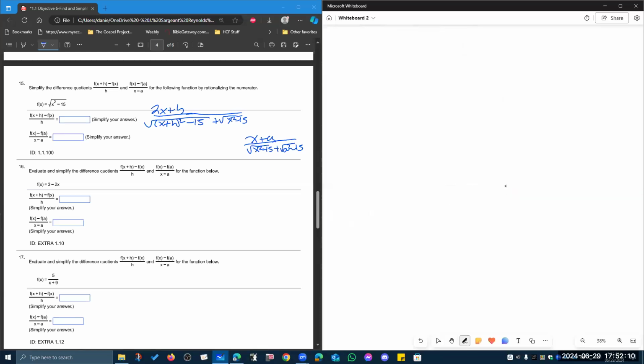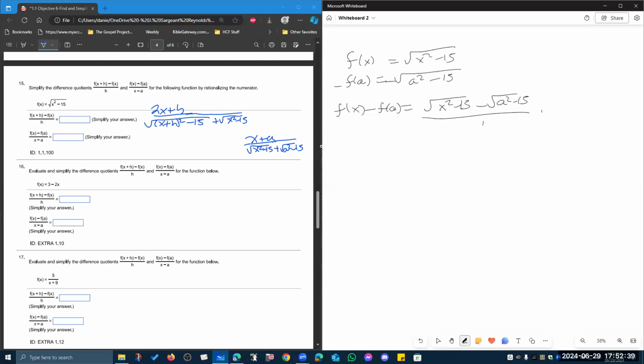So f of x is equal to root x squared minus 15. So f of a is equal to root a squared minus 15. So subtract f of x minus f of a. It's going to be root x squared minus 15 minus root a squared minus 15.